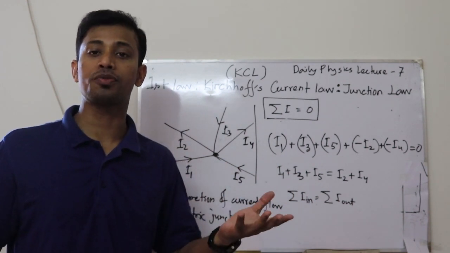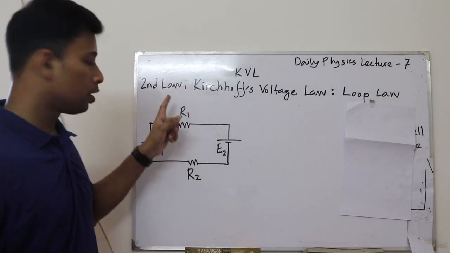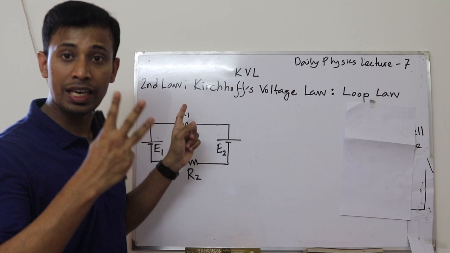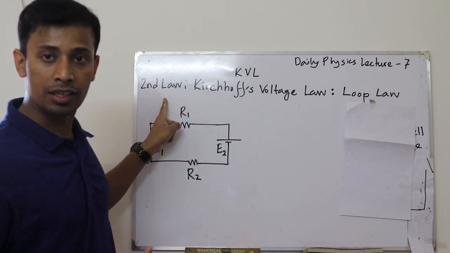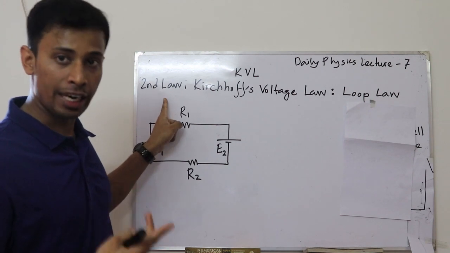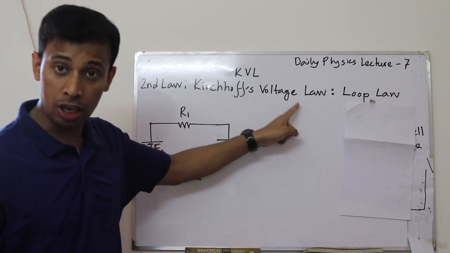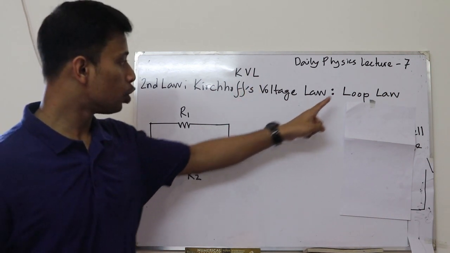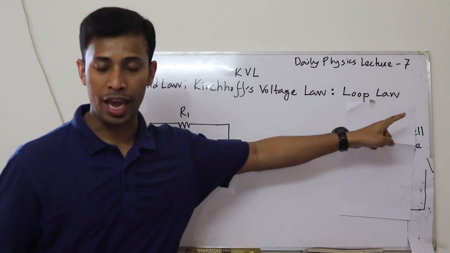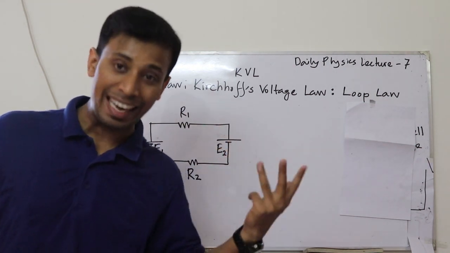Let's move into Kirchhoff's second law. Kirchhoff's second law has 3 names. The question can appear as state or explain Kirchhoff's second law. Another name, Kirchhoff's voltage law or KVL. And the third name, loop law. So the question may appear using any name.